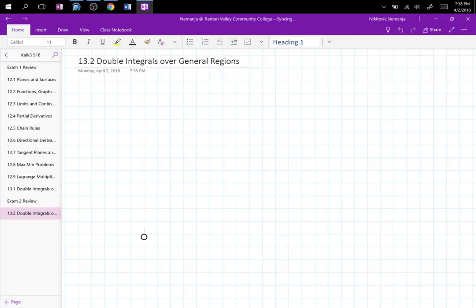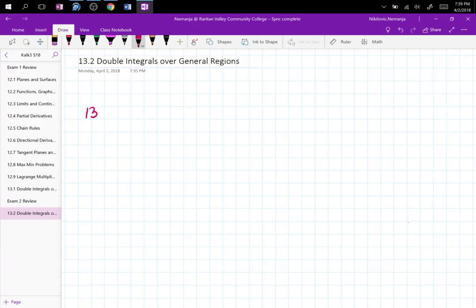So we already talked about rectangular region, which when we say rectangular region or we say general region, it all is talking about the domain on which we build up our function.